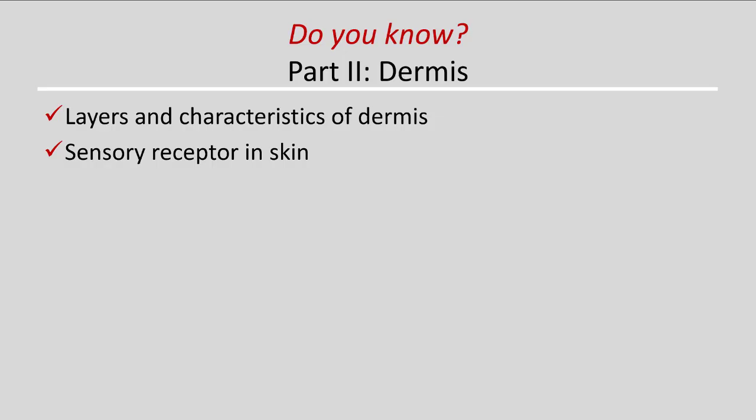So what do we know about the dermis? You should know the 2 layers, papillary layer and the reticular layer. You should know that the reticular layer is made of dense, irregular connective tissue. You should know the papillary layer is bumpy and it forms our fingerprint ridges, and it's bumpy in that it interlocks with the epidermis. You should know about the different sensory receptors that are part of our skin.